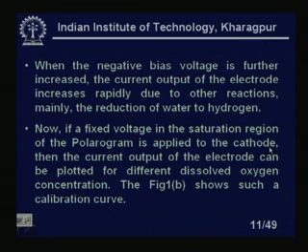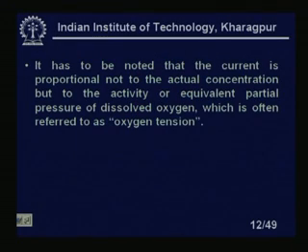cathode. Then the current output of the electrode can be plotted for the different dissolved oxygen concentrations. Okay. Current output is plotted on the y axis, dissolved oxygen or percentage partial pressure of oxygen on the x axis, and the figure shows what is called the calibration curve of a polarographic electrode for dissolved oxygen measurement, clear. It has to be noted that the current is proportional not to the actual concentration, but to the partial pressure. It does not matter. So, if the partial pressure is high, the concentration also will be high, but due to the activity of the equivalent partial pressure of the dissolved oxygen, which is often referred to as the oxygen tension, right.